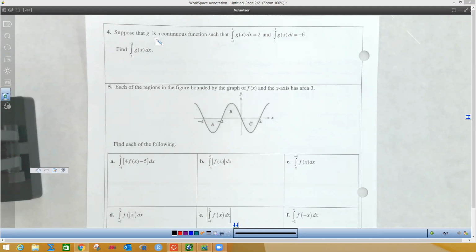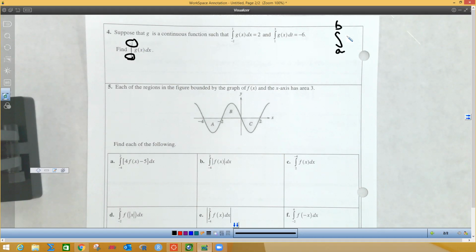All right, so it says suppose g is a continuous function, which means we can do an integral for it. Now, what I notice here is we want to get from the interval of 3 to -2. So I'm going to share with you one of the properties we had.